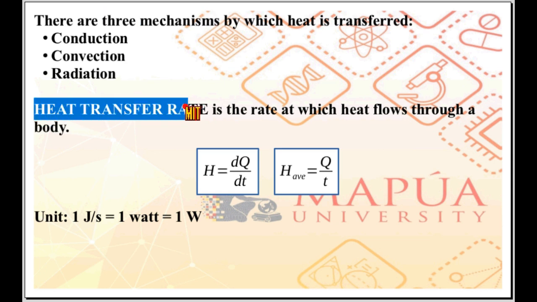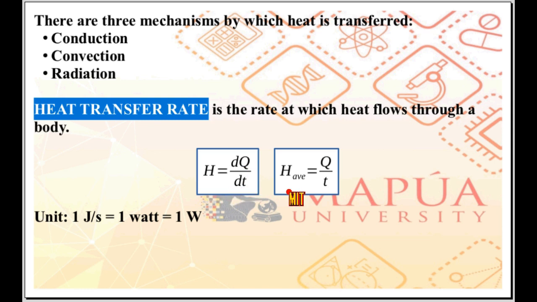Heat transfer rate is the rate at which heat flows through a body or the rate at which heat flows from one body to another. You can think of it in terms of how fast is heat being transferred from one point in the object to another point in the object. The variable for heat transfer rate is capital H. H is the rate of delivery of heat, so dQ over dt, differentiation of Q with respect to time.